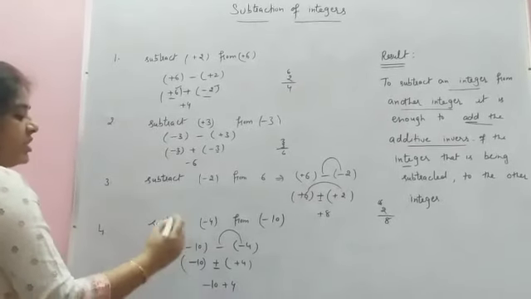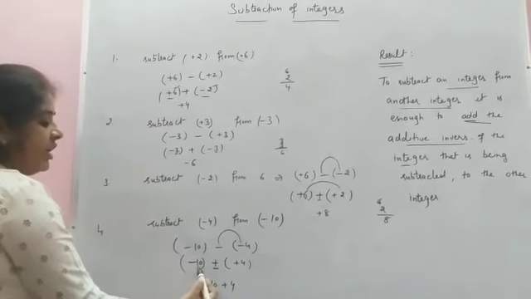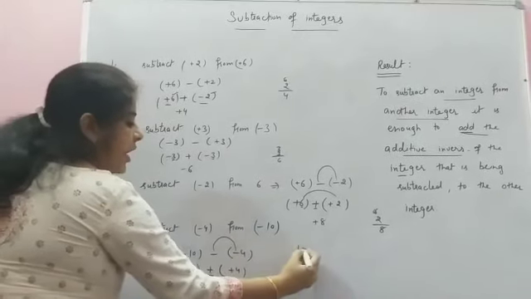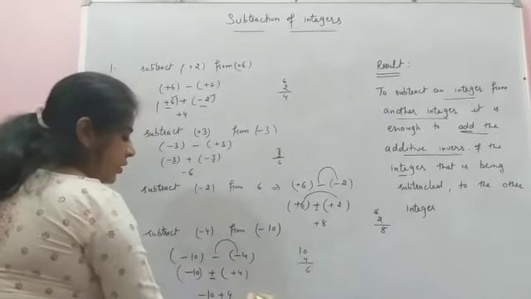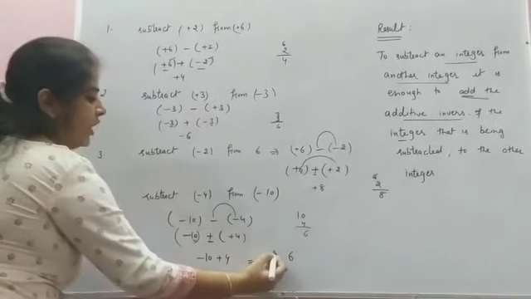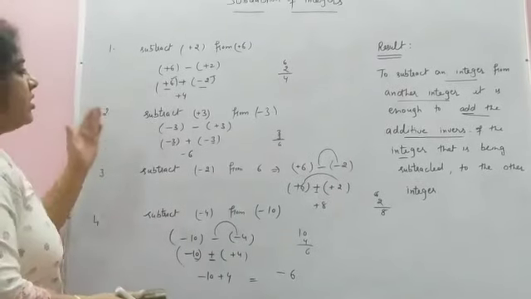What concept do we have here? One negative and one positive integer we are adding, so we subtract the numbers. Which sign will come here? This one is bigger, so minus will be there. So this is a subtraction.